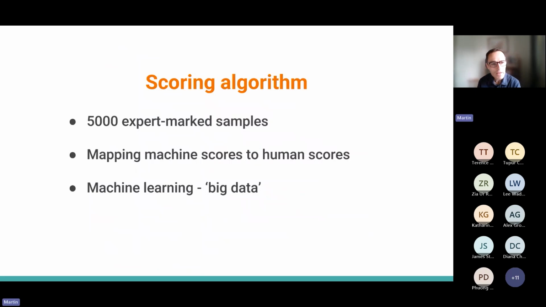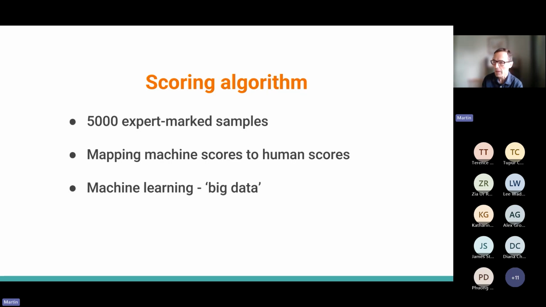But obviously those are just a set of measures. That's not going to tell you what somebody's CEFR level is. So then we need to go through a process of actually mapping those measures against what we see as recognizable CEFR competence. And the way that we've done that is that we've built a set of 5,000 sample responses which have been marked by human experts to start with.